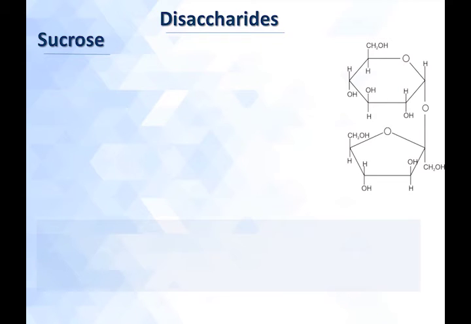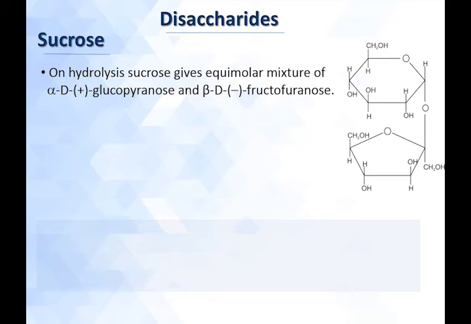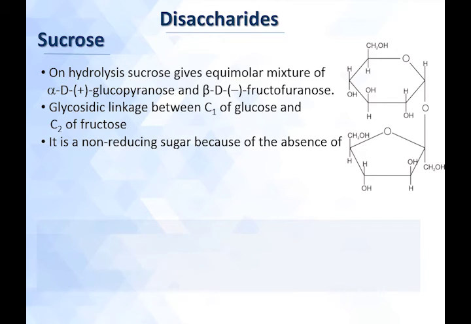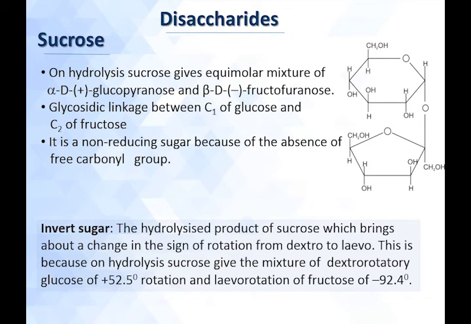Sucrose. It is a disaccharide. So we'll look into a couple of disaccharides. The first one is sucrose. On hydrolysis, sucrose gives an equimolar mixture of alpha-D-(+)-glucopyranose and beta-D-(-)-fructofuranose. Glycosidic linkage between carbon-1 of glucose and carbon-2 of fructose. It is a non-reducing sugar because of the absence of free carbonyl group.